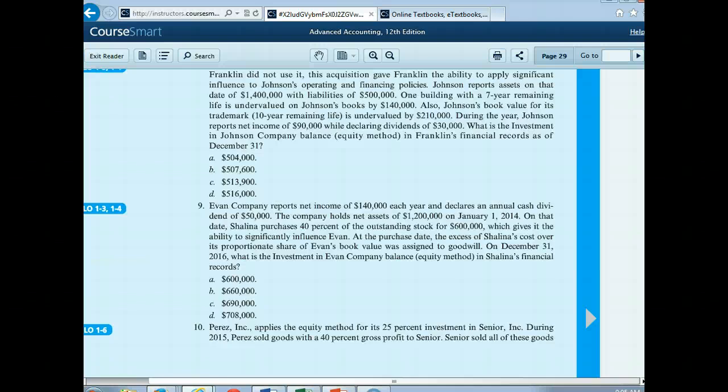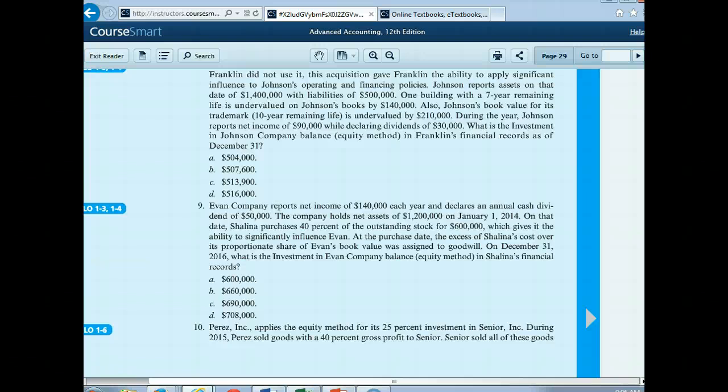Now, let's look at number 9. Evan Company reports net income of $140,000 each year and declares an annual cash dividend of $50,000. The company holds net assets of $1,200,000 on January 1st, 2014. On that same day, Shalina purchases 40% of the outstanding stock for $600,000, which gives it the ability to significantly influence Evan. At the purchase date, the excess of Shalina's cost over its proportionate share of Evan's book value was assigned to goodwill. On December 31st, 2016, what is the investment in Evan Company's balance in Shalina's financial records?